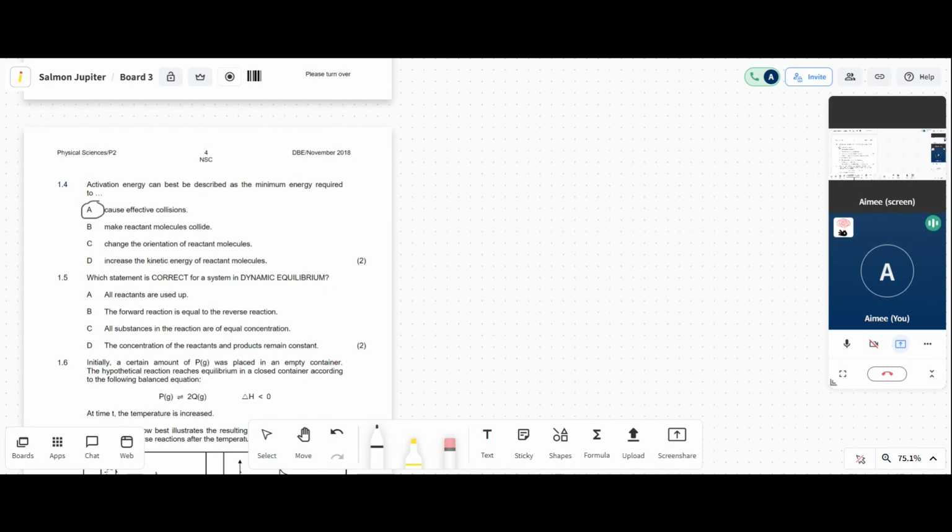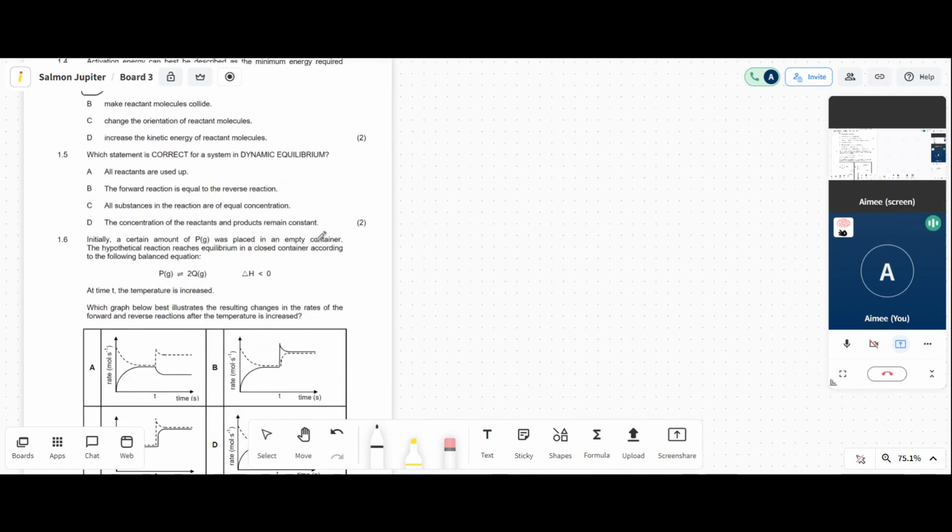And then just to elaborate a little bit further, effective collision means that molecules or atoms within the reaction vessel are able to collide with sufficient amounts of energy in the proper orientation, which will facilitate a reaction. So facilitate a reaction occurring. So 1.4 is A. Okay. 1.5, which statement is correct for a system in dynamic equilibrium?